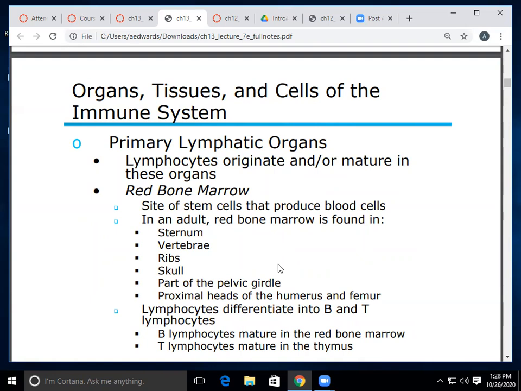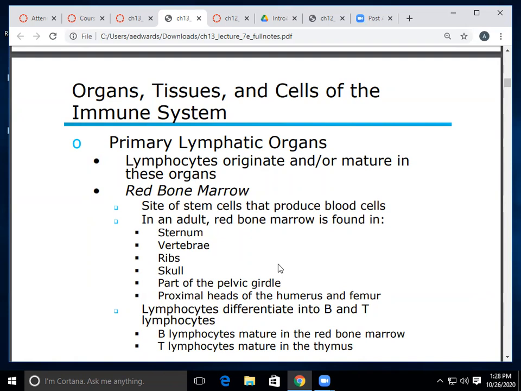You don't find red bone marrow everywhere when you're an adult. You will find it in the sternum, the ribs, and the vertebrae. You will find red bone marrow in the skull, in the proximal heads of the humerus and the femur, and also in portions of the pelvic girdle.